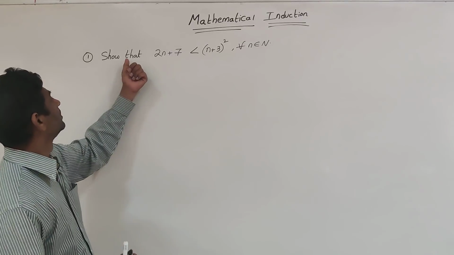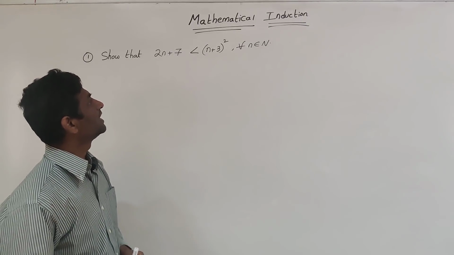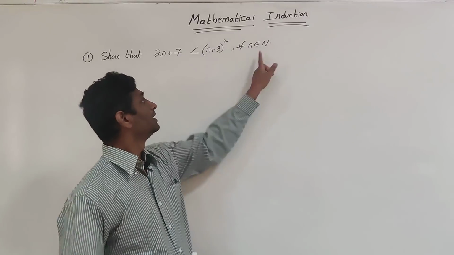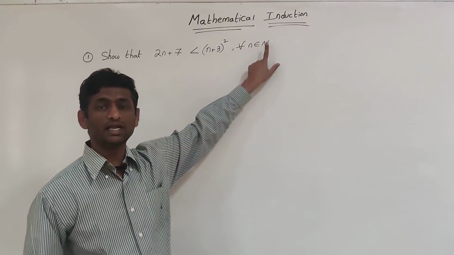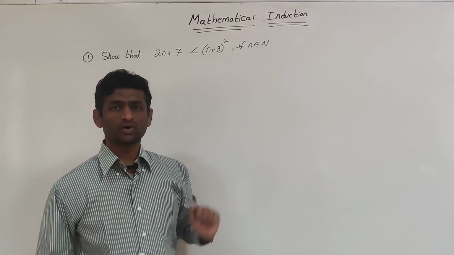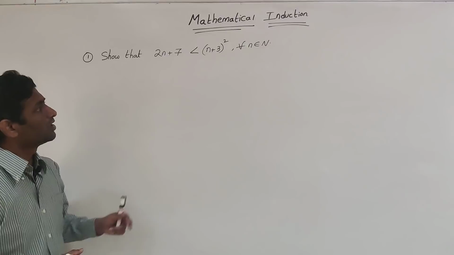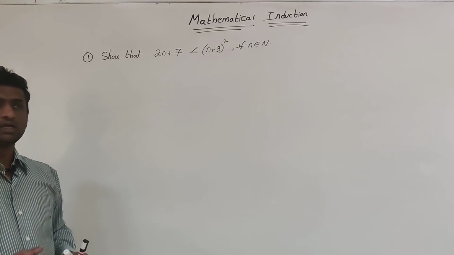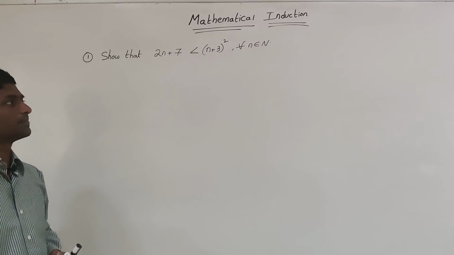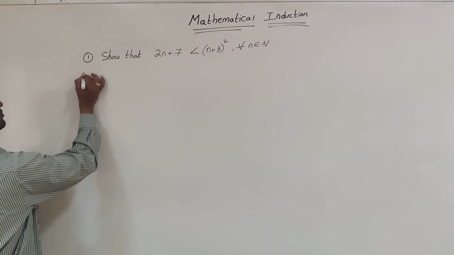Show that 2n plus 7 is less than (n plus 3) whole square for all n belongs to N. So what is N here? N indicates a natural number. Natural number means it starts with 1. So in order to prove this inequality, we have to go for 3 steps. That is, the basic step. So let's see the proof.